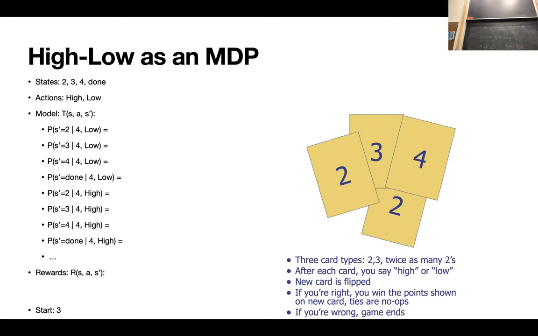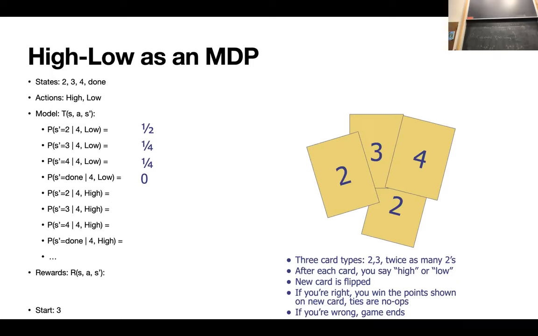This is again telling us what's the probability of going from state S, taking action A, and ending up in state S prime. So we can build them up. For the probability of ending in state 2, given that we had a card of 4 and we said low, it's a half, because we have twice as many twos in the deck. The probability of drawing a three, ending up in state 3, given you started with a card of 4 and you said low, is a fourth. And same for S equals 4 and low.